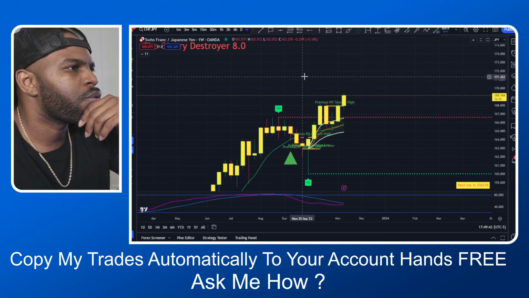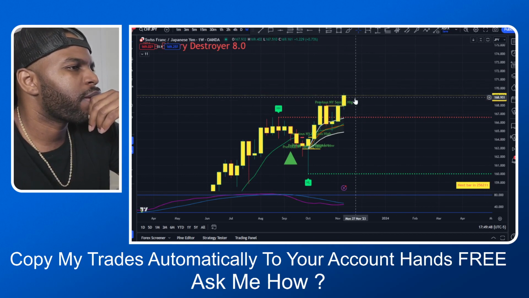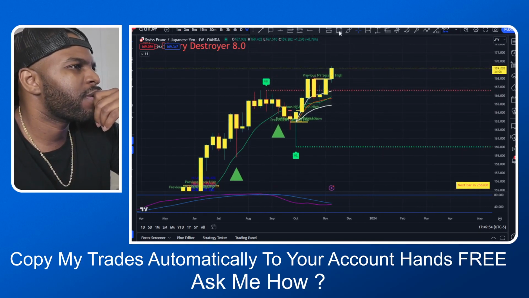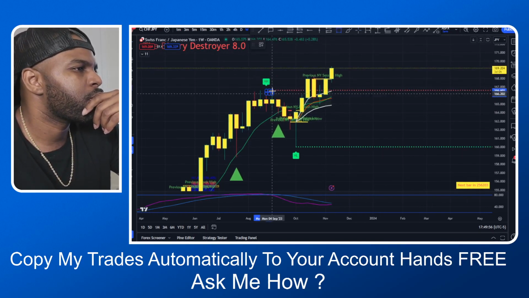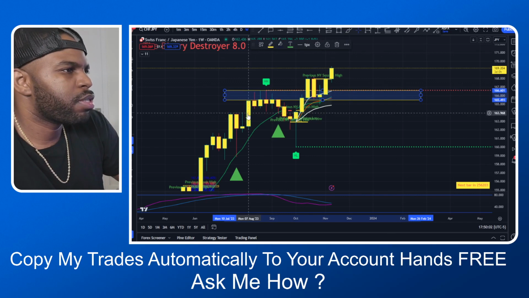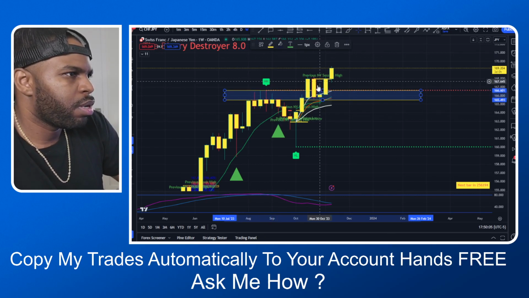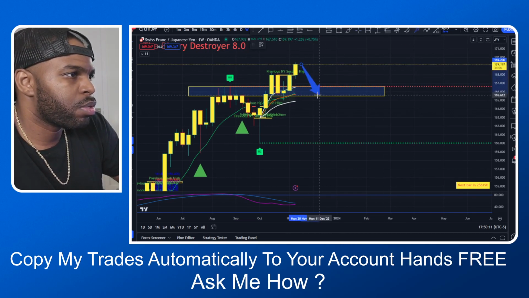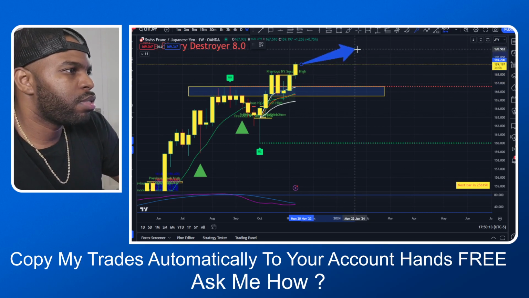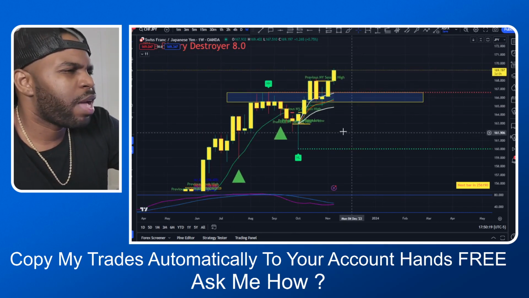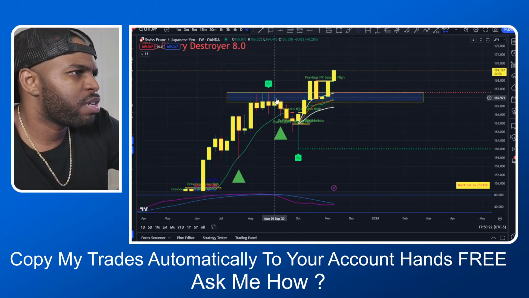So what we could do is wait for a pullback. And I can see right now where that pullback could possibly happen. All right, we can throw an area of interest here because you got a rejection here and then support here. So price could come back down into this zone right here and then continue back to the upside. That could play out this week, next week, depending on how much volume is going into CHF JPY.